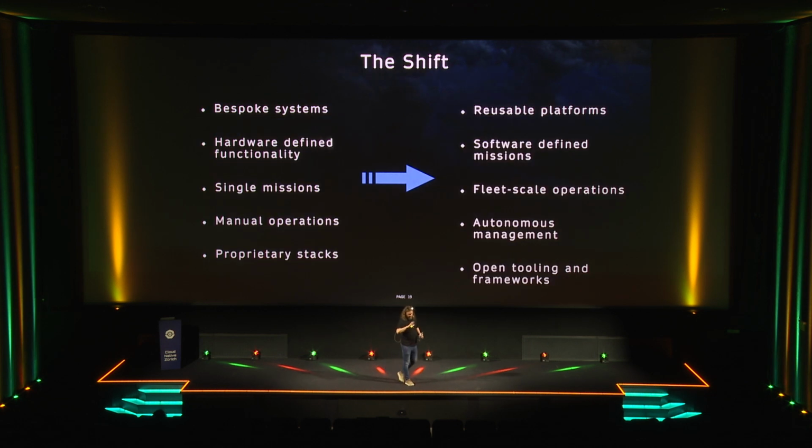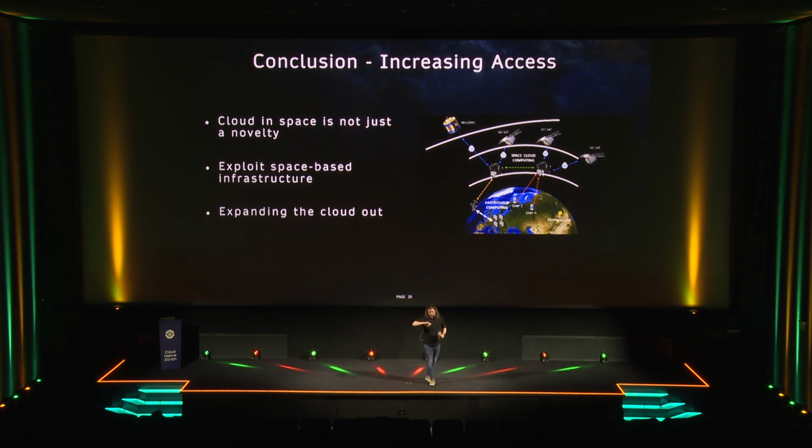So really what I'm saying, we're seeing this shift in the space industry from bespoke systems and hardware-defined functionalities to more reusable platforms, software-defined missions, redefining what the satellite does after launch, not before, and then fleet-scale operations from single missions. So more need for more autonomous management. And we're able to adopt, with our increasing compute, more open tooling and more open frameworks. And obviously, with this, potentially we can open up space to more people.